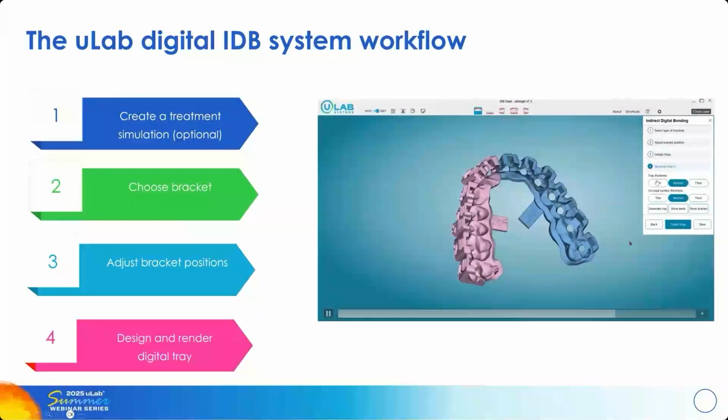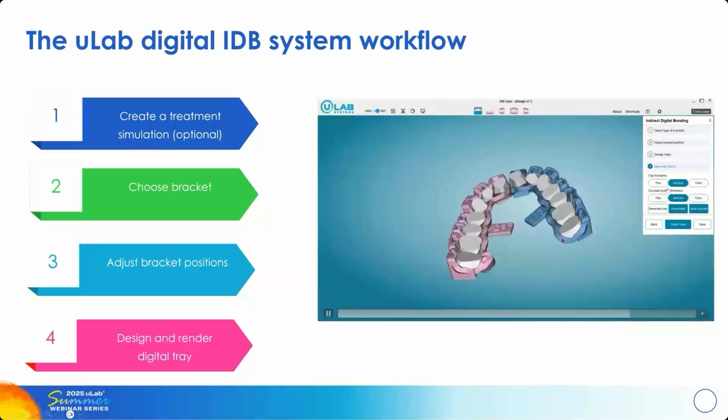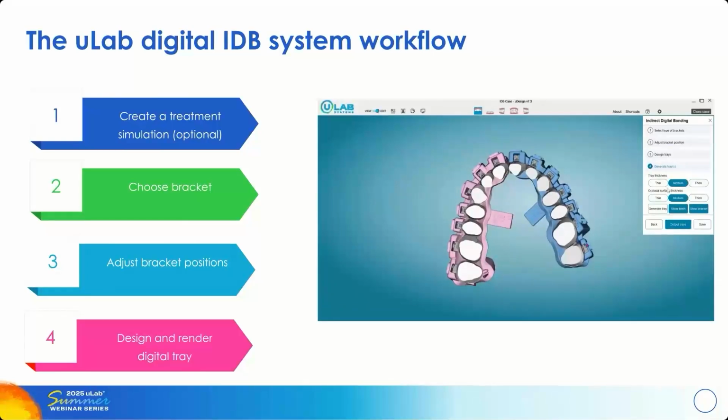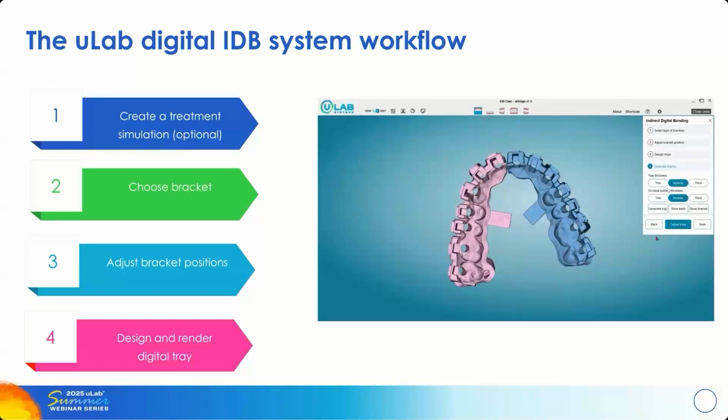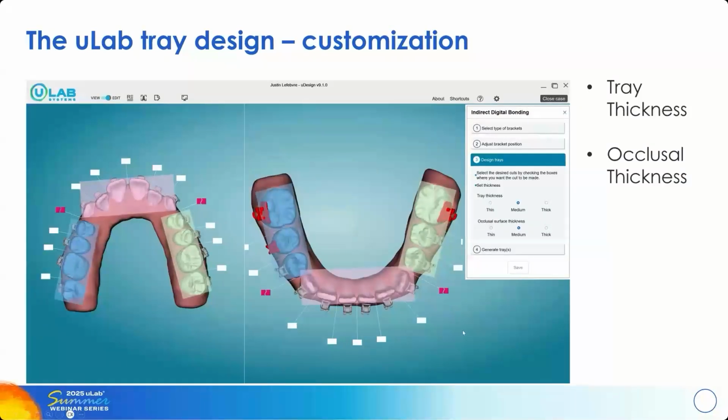You can also define the thickness of the occlusal part of your tray, right in here, and you can also define the thickness of the tray. So if you prefer a certain type of tray, if you like it to be thin or thick, you can modify those. So there's a little bit of an adjustment on that. Now let's look at it a little bit more.